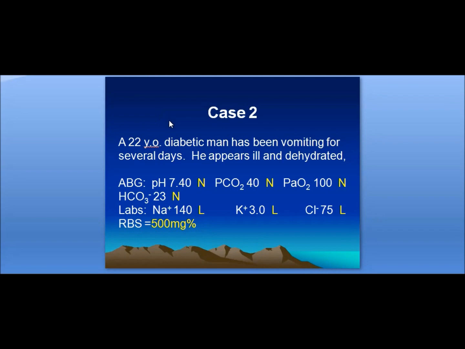Case number 2. A 20-year-old diabetic man has been vomiting for several days. He appears ill and dehydrated. So I expect 2 pathology. Number 1, vomiting. Number 2, hypoperfusion.